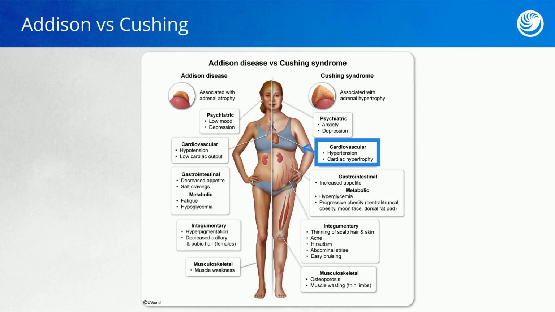While Cushing disease is associated with hypertension and cardiac hypertrophy, Addison disease is associated with hypotension and low cardiac output. With Cushing syndrome, we're going to see increased appetite and hyperglycemia, whereas with Addison disease, we're going to see a decreased appetite and hypoglycemia. Instead of an increase in the growth of body hair like we would see with Cushing syndrome, with Addison disease, we're going to see decreased axillary and pubic hair, especially in females. We'll talk further about Addison disease in another presentation.